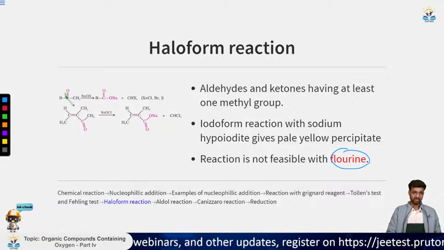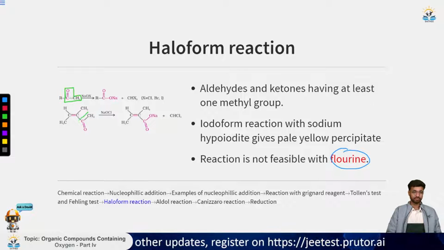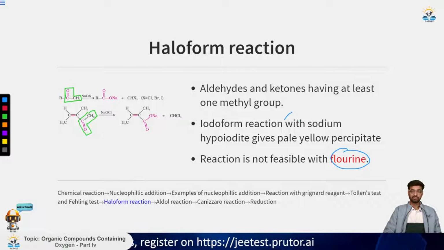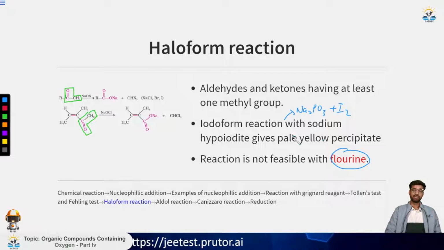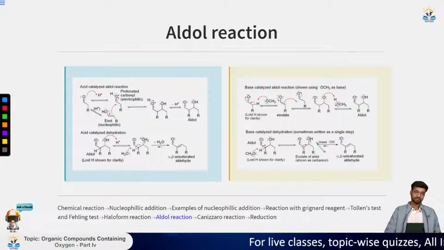Let me make this clear again. This group should be present. And if we take sodium hydroxide plus I2, then it can be used as a detection test for this CH3CO, which will be indicated by giving a pale yellow precipitate. Fluorine is not good for this reaction. So this is all about the haloform reaction.